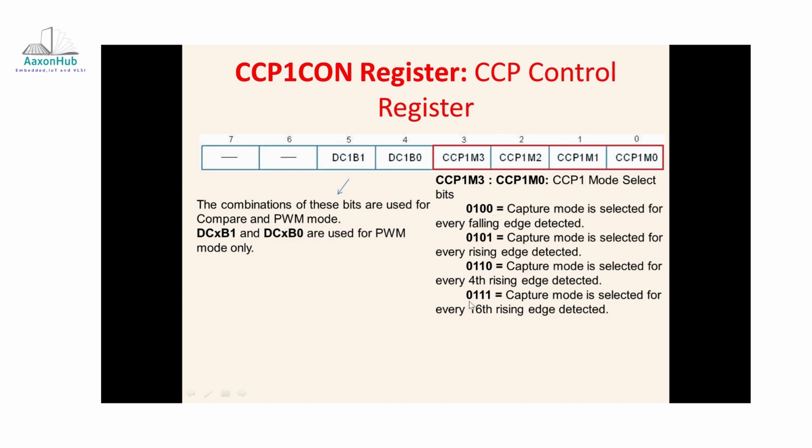If you wanted to look for the 16th rising edge clock detected, in that manner you have to place 0, 1, 1. This will be your mode select. After that, the fourth bit of this register and the fifth bit of this register form a 2-bit field, and this can be utilized for the compare as well as PWM mode only.